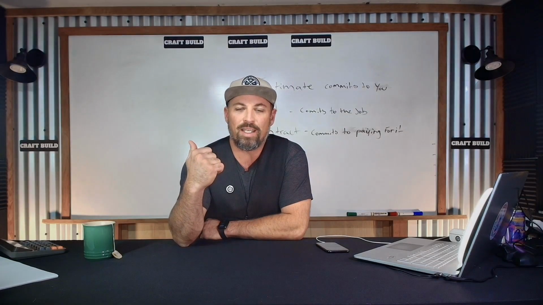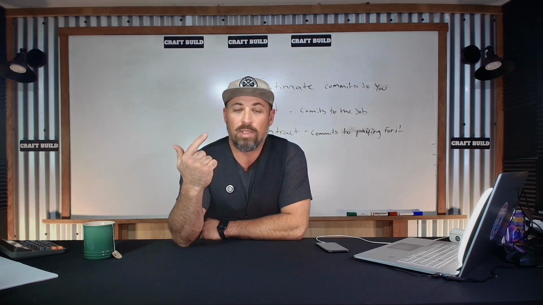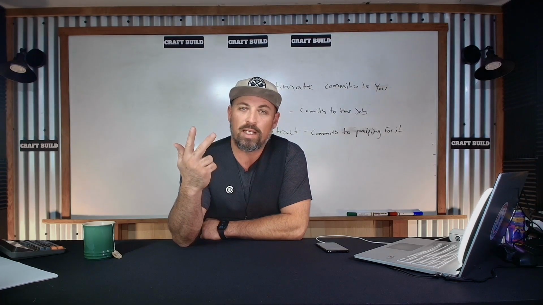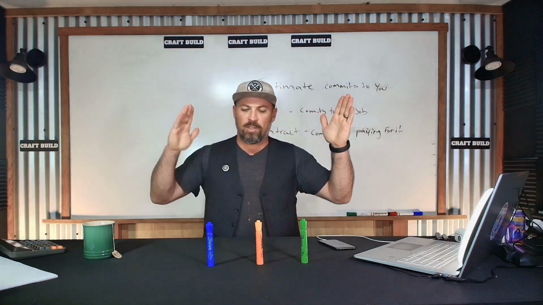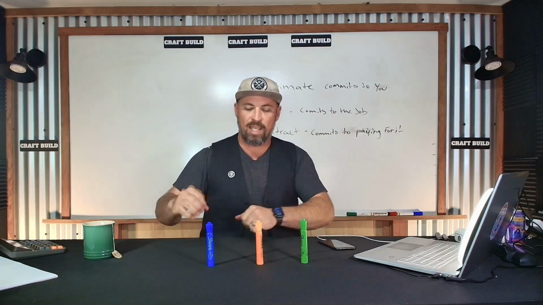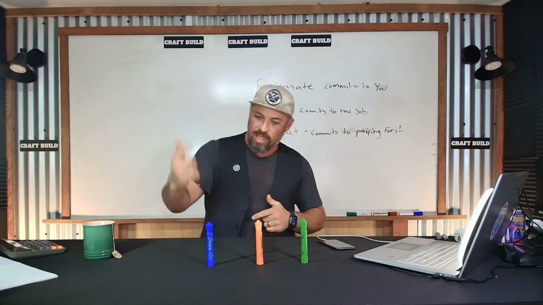Estimates are to get your client to commit to you. Bids are to get the client to commit to the job. And then a contract is to get the client to commit to paying you for the job. For this demonstration, I'm going to use these 3 pens. They're very fancy. This one right here is the estimate. This one is the bid, and that one's the contract.